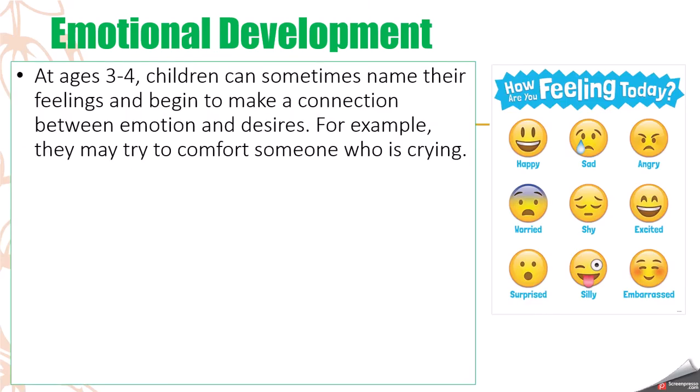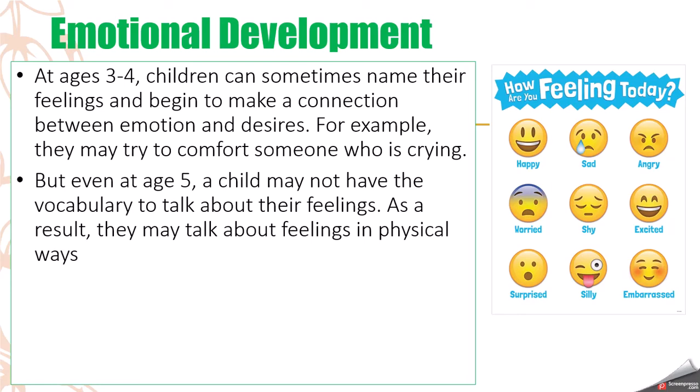Emotional development. At ages 3 or 4, a kid can sometimes name their feelings. So they'll say, I feel sad, I feel happy. Sometimes not so much some of the more subtle things. I feel anxious or I feel worried. But they'll know, I don't feel good, is something that they'll say, right?